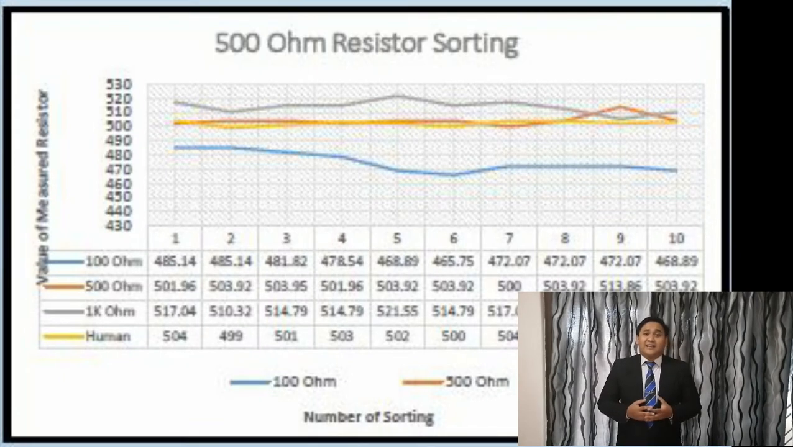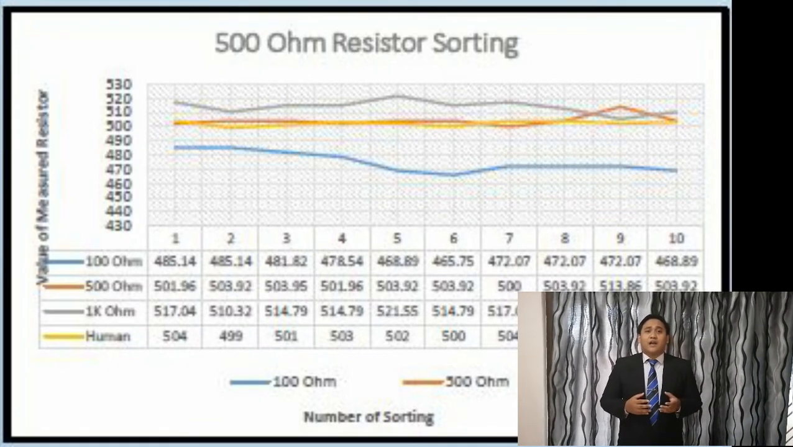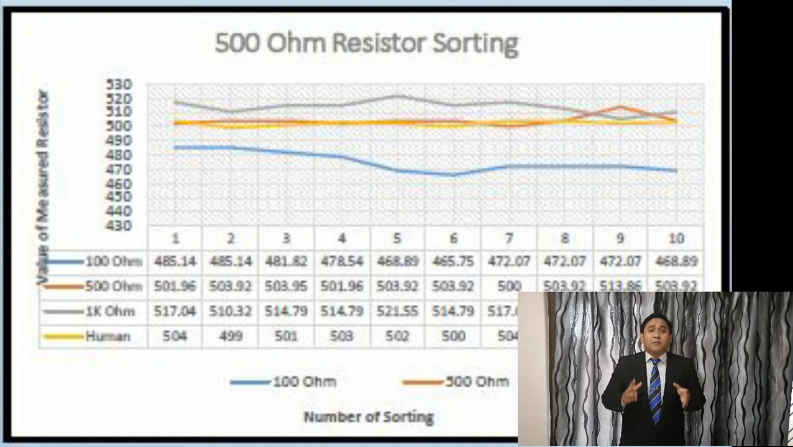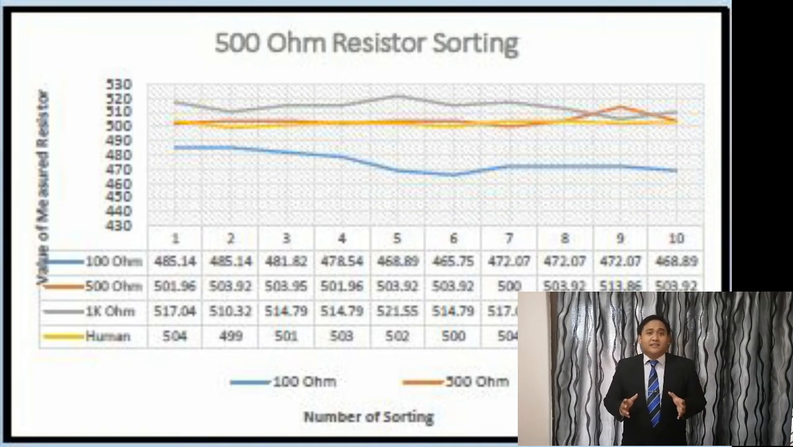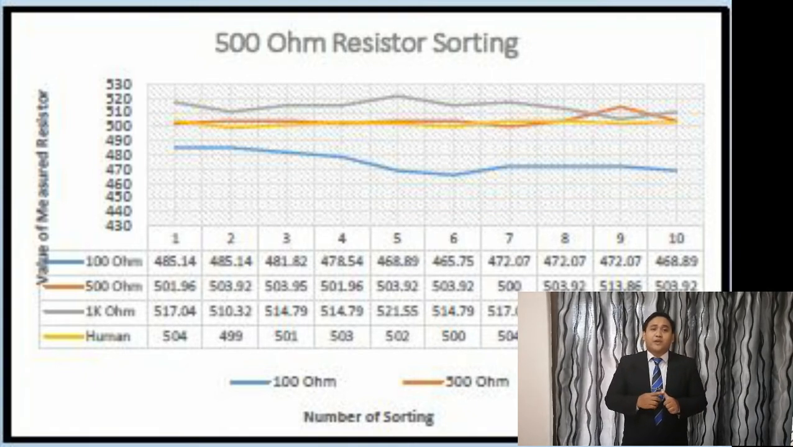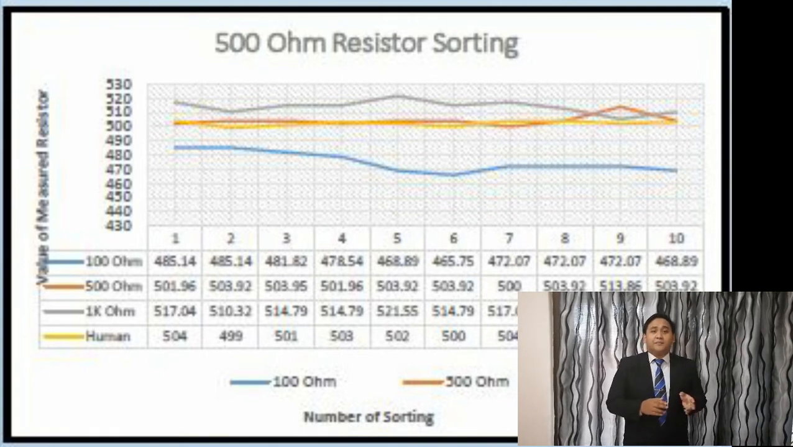This is my result and analysis. So for the first graph, I chose this graph because this is the most stable result that I got from my analysis. This first graph shows the 500 ohm resistor sorting, but we sorted it by using different values of non-resistor and human. So for this resistor, we sort by using 100 ohm, 500 ohm, 1 kilo ohm, and human as the non-resistor. Based on this graph, we can see that when we use 500 ohm as the non-resistor, the value of the resistor is the most accurate to the real data.